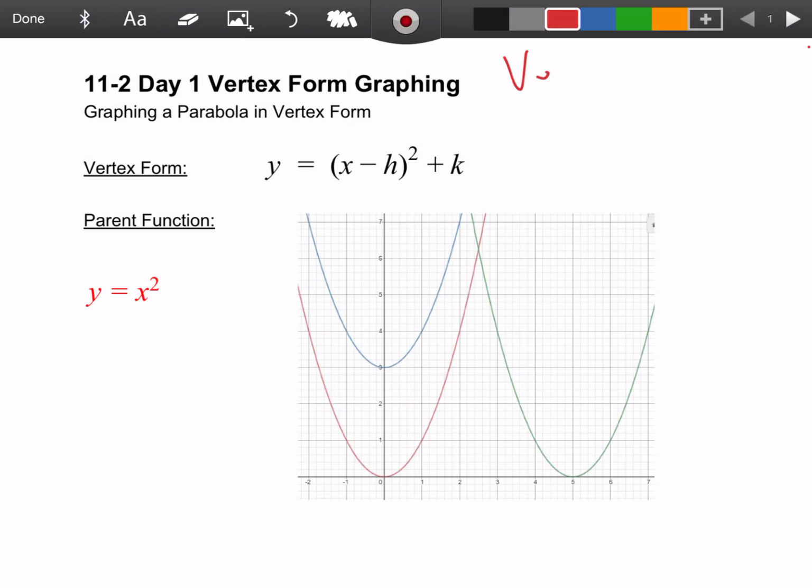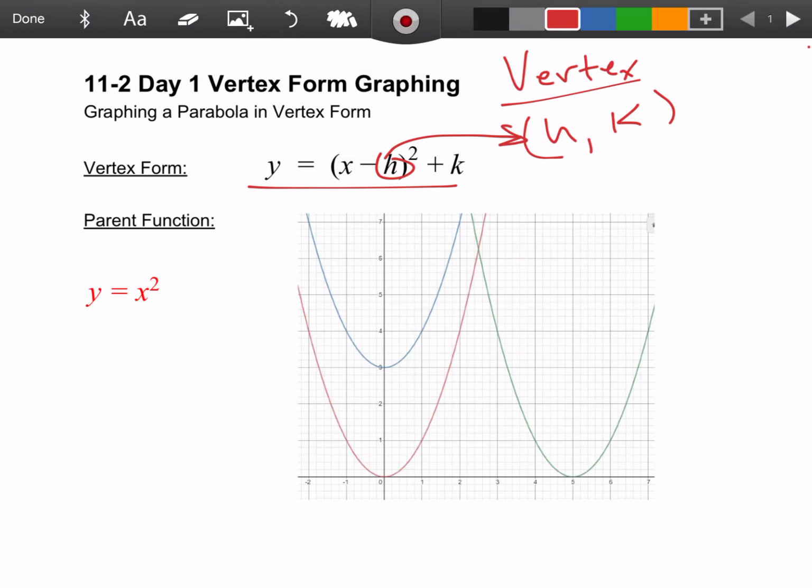What the vertex form obviously tells you is what the vertex is. So the vertex is always going to be (h, k). That is the point that we use, and then this is the equation that we use. So this h is the x term of our vertex, and this k is the y term of our vertex.